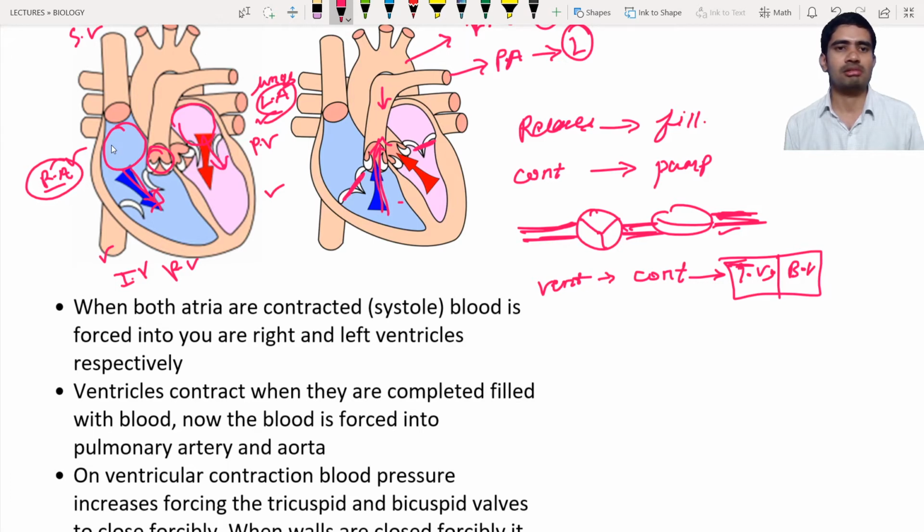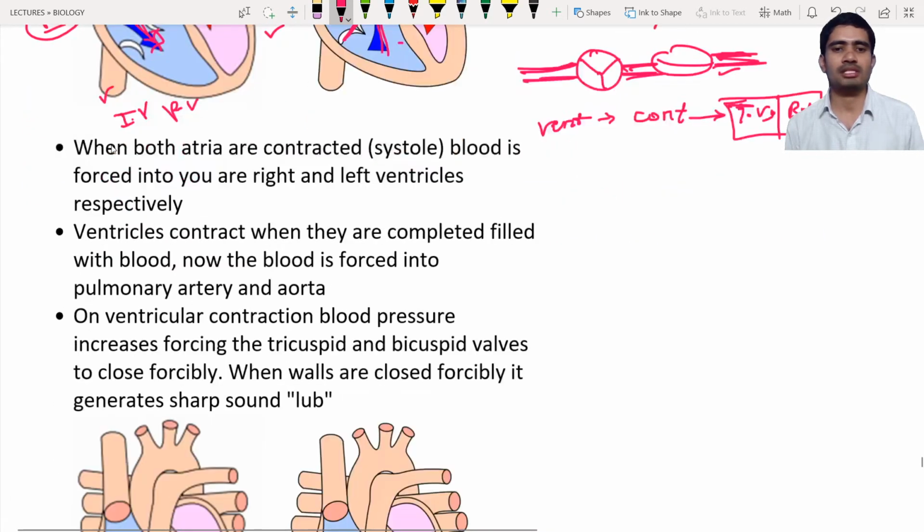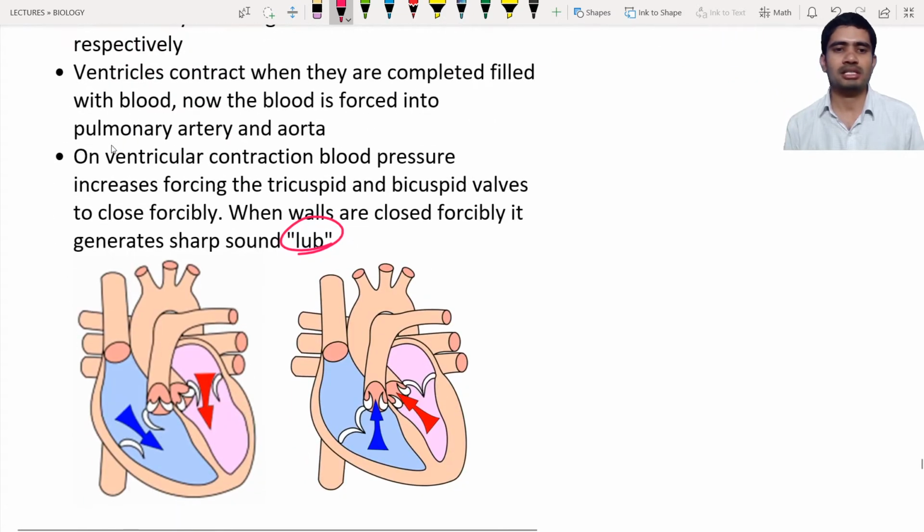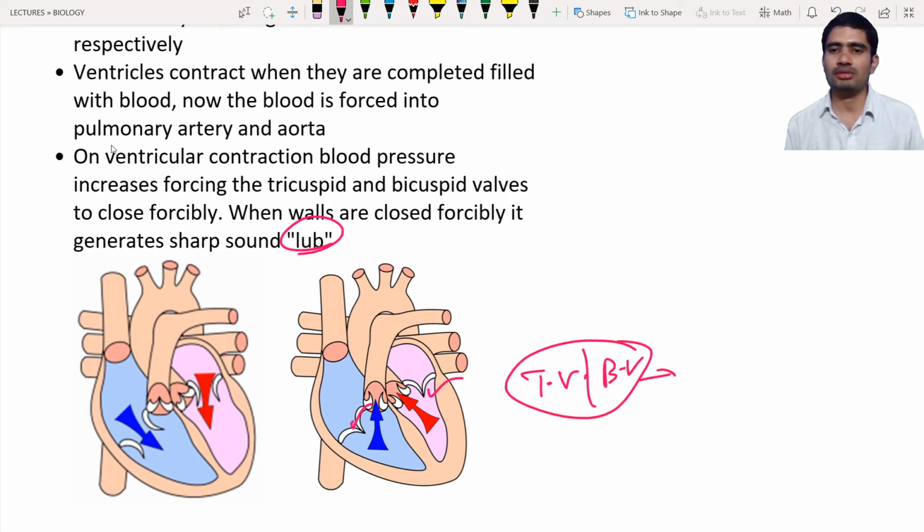As a result, these valves, the tricuspid and bicuspid valves, are closing with force. When they forcibly shut, there is a generation of the sound known as the lub sound. You can see here they are going to close forcibly when the ventricles are going to contract. So remember, the lub sound is produced when the tricuspid valve and bicuspid valve are closed. This leads to the generation of the lub sound that you can see in this diagram.